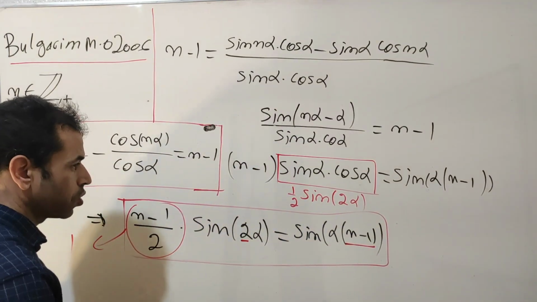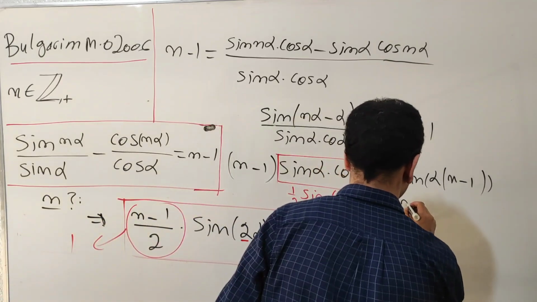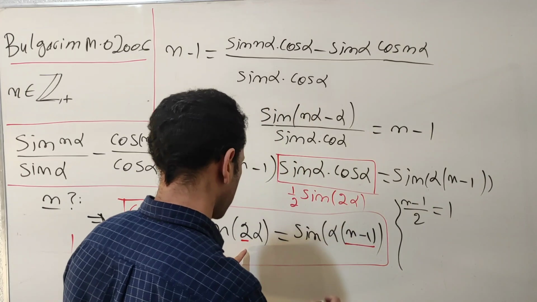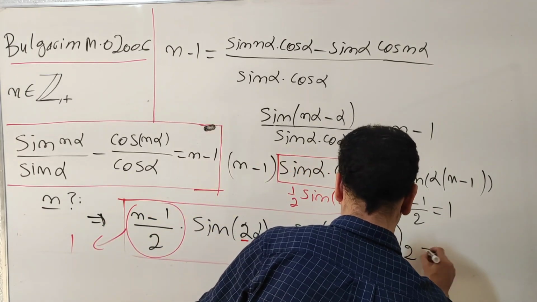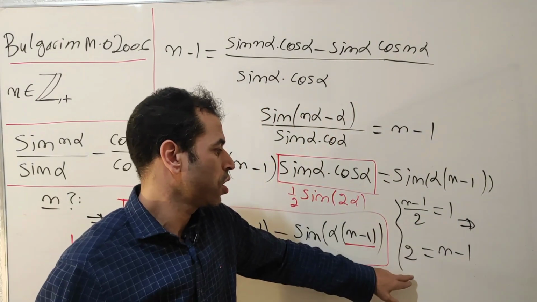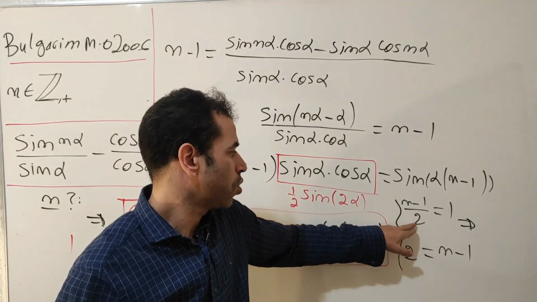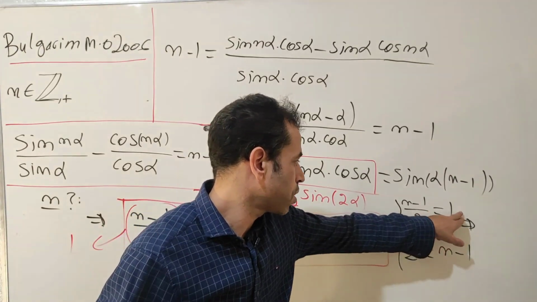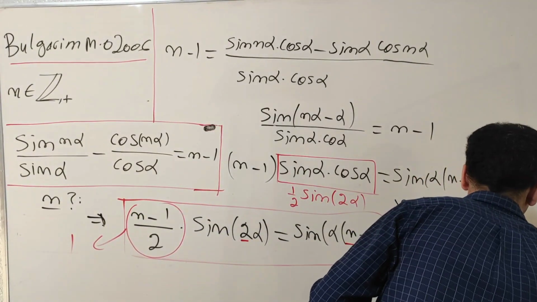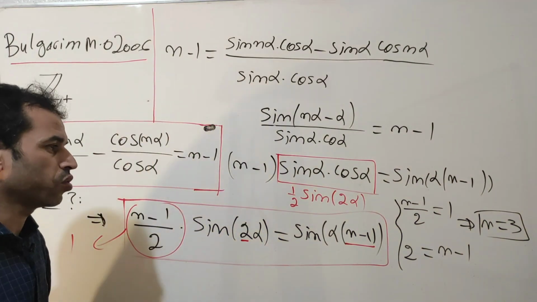Let's put this in the form of an equation system. I get n minus 1 over 2 equals 1. Also, I get 2 equals n minus 1. If I try to solve these two equations, you will get similar results. Moving minus 1 to the left, I get n equals 3. Also, multiplying this one by this one, I get n minus 1 equals 2, which is n equals 3, which means n equals 3. Now I have determined the value of n, which is n equals 3.